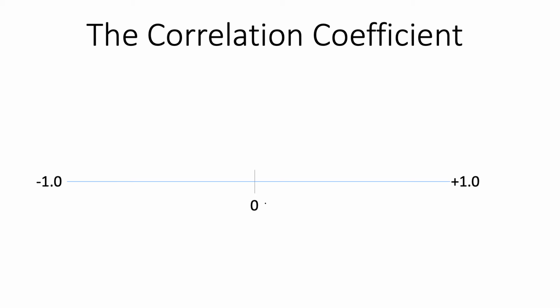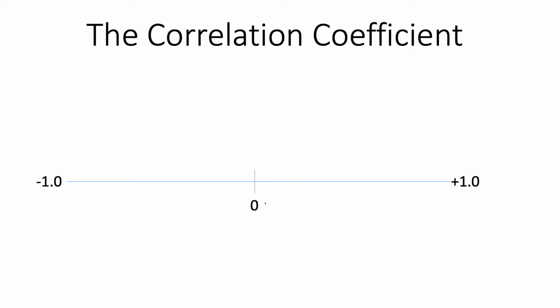The correlation coefficient tells you two different things. First of all, it tells you about the direction of the relationship between two variables. Is it a positive relationship or a negative relationship? If it's a positive correlation, the two variables go up together or go down together.